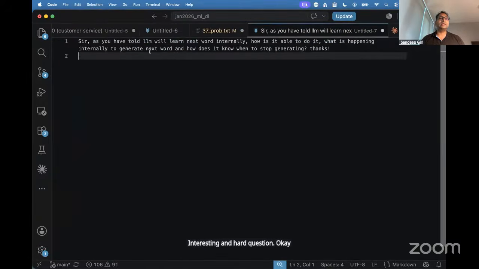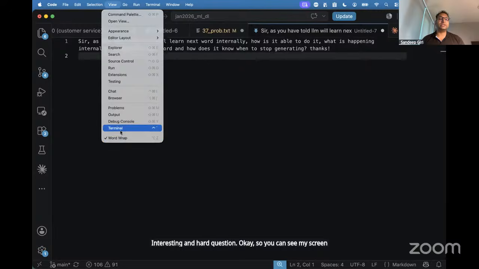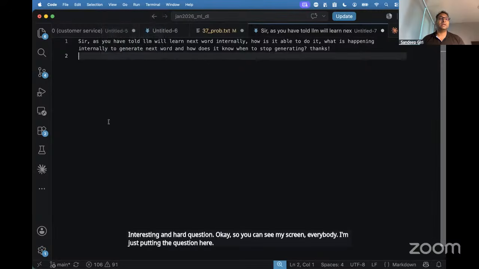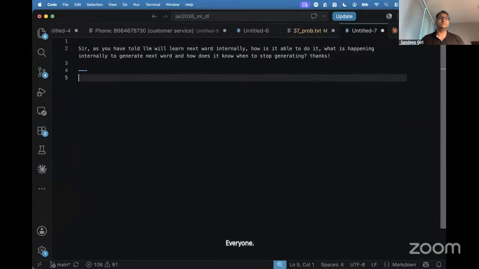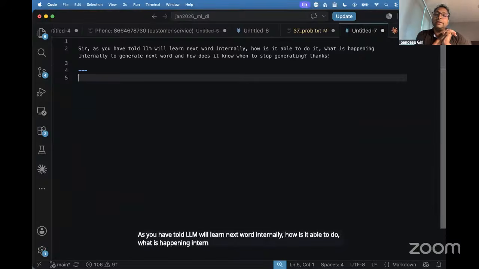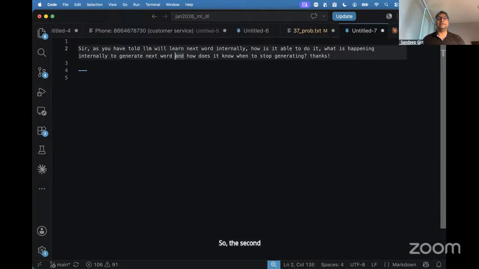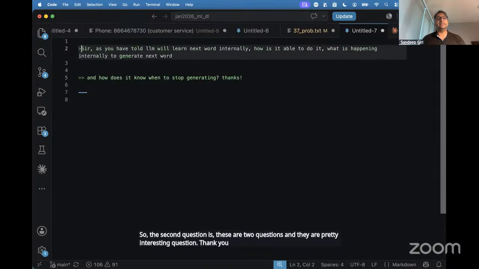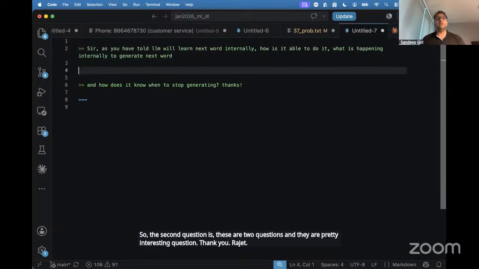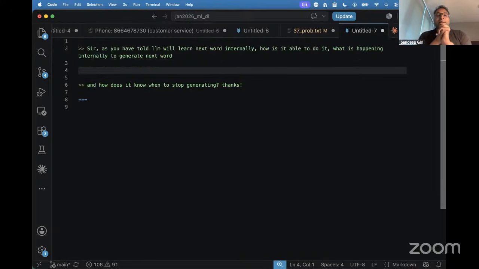Okay, so you can see my screen, everybody. I'm just putting the question here. Everyone, you can see my screen. As you have told, LLM will learn next word internally. How is it able to do it? What is happening internally to generate the next word? So these are two questions and they are pretty interesting. Thank you, Rajat.